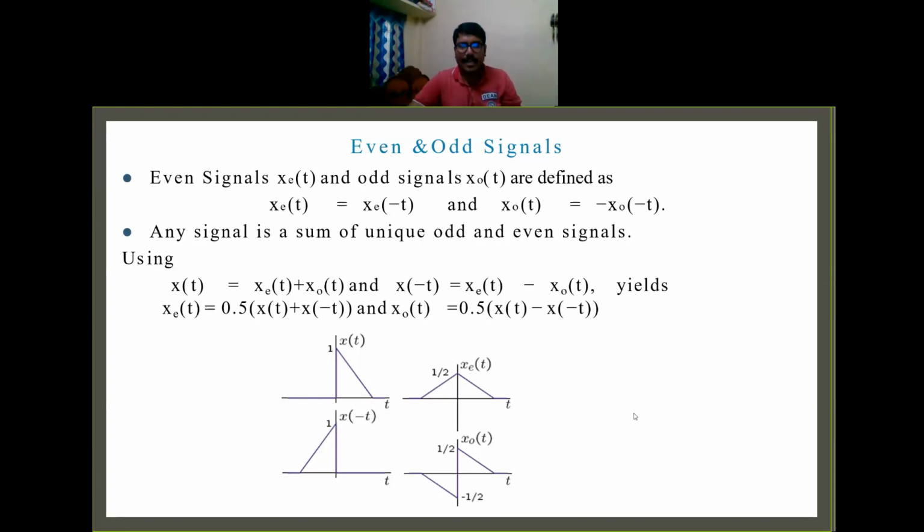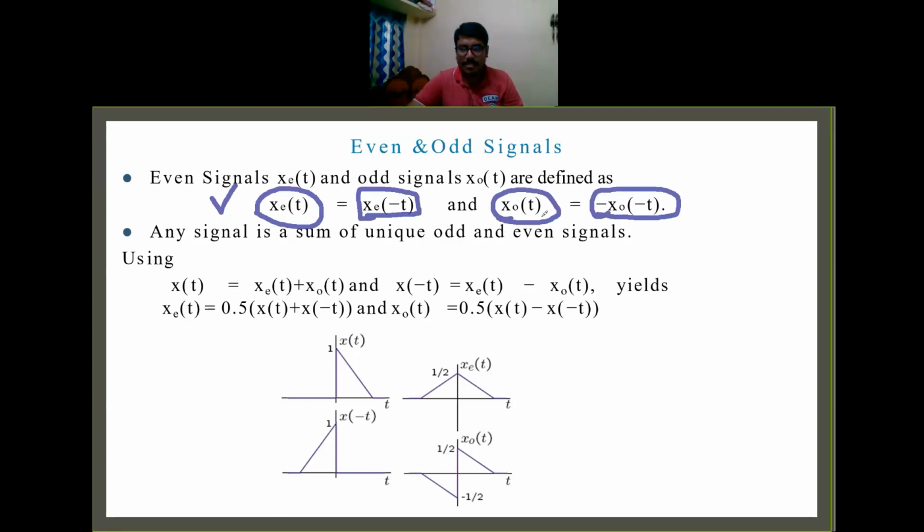Okay. So in the last class, we discussed about even signal and odd signal. Just an introduction I want to give for it. If x of minus t is equal to x of t, then it will be called an even signal. And if x of minus t is equal to minus x of t, it is an odd signal.